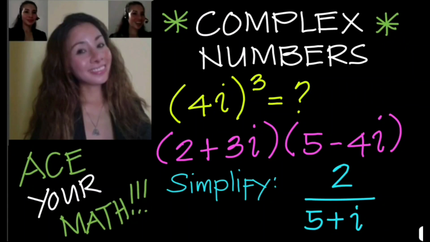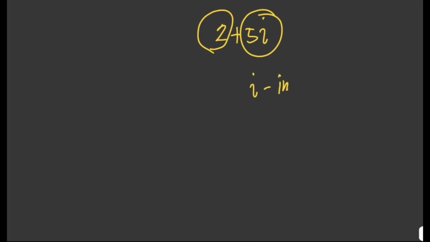In this video, you learn how to solve some complex numbers. A complex number is a number that contains both a real and an imaginary part. Say, for example, 2 plus 5i: the real part is 2 and the imaginary part is 5i, with the imaginary number i.